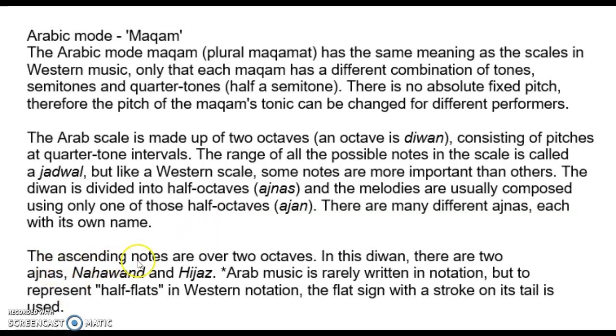Now, what she summarized here is not important. The ascending notes are over 2 octaves. In this divan, there are 2 anyas, nawant and hiyas. That's not important. But this is important: Arab music is really written in notation. But to represent half flats in Western notation, the flat sign with a stroke on its tail is used. That's quite important. And like African music, that's also not written down.